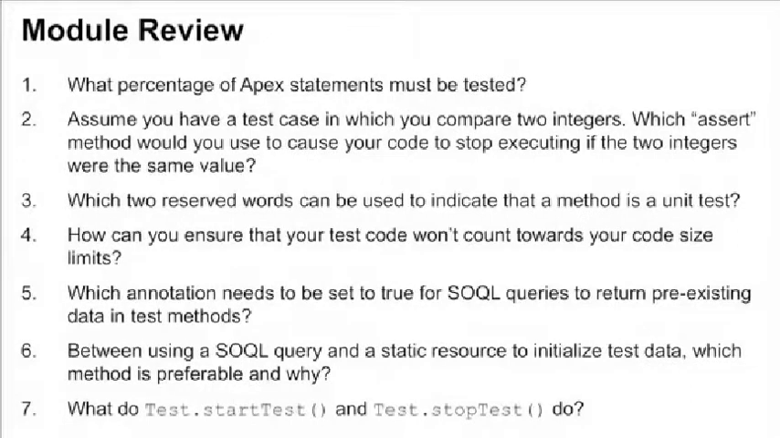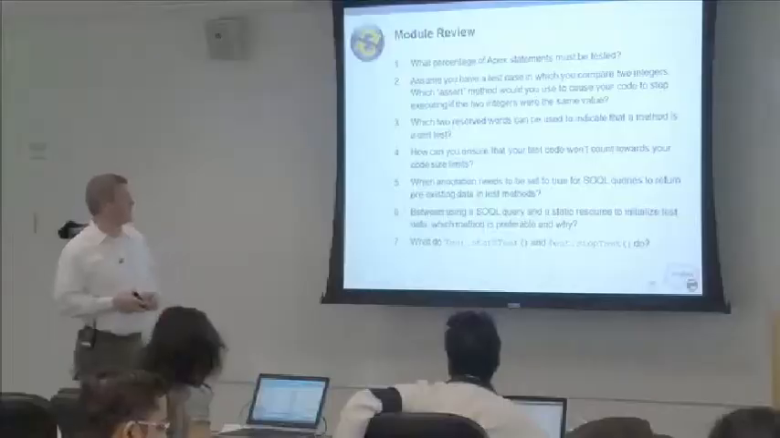So in this case, we want to be notified if they are the same value. That is a bad thing. Therefore, we would use not equals. Okay, very good. Which two reserved words can be used to indicate that a method is a test? Is the test annotation or the testMethod keyword? Very good. We recommend that you use testMethod for your methods, just for the purpose of visually, if you reserve isTest for the class and testMethod for the method, it's a little bit easier to read your code, but it really doesn't matter.